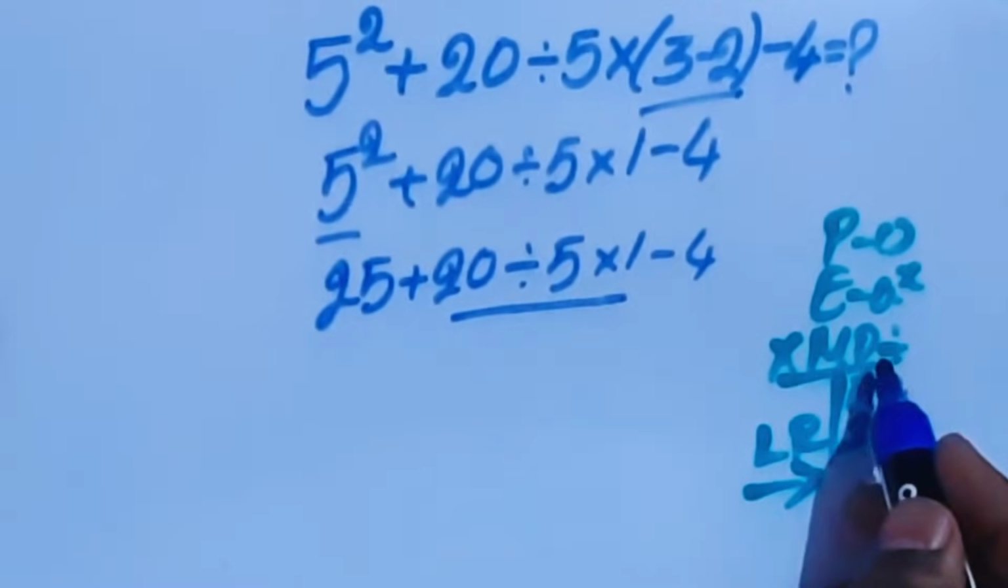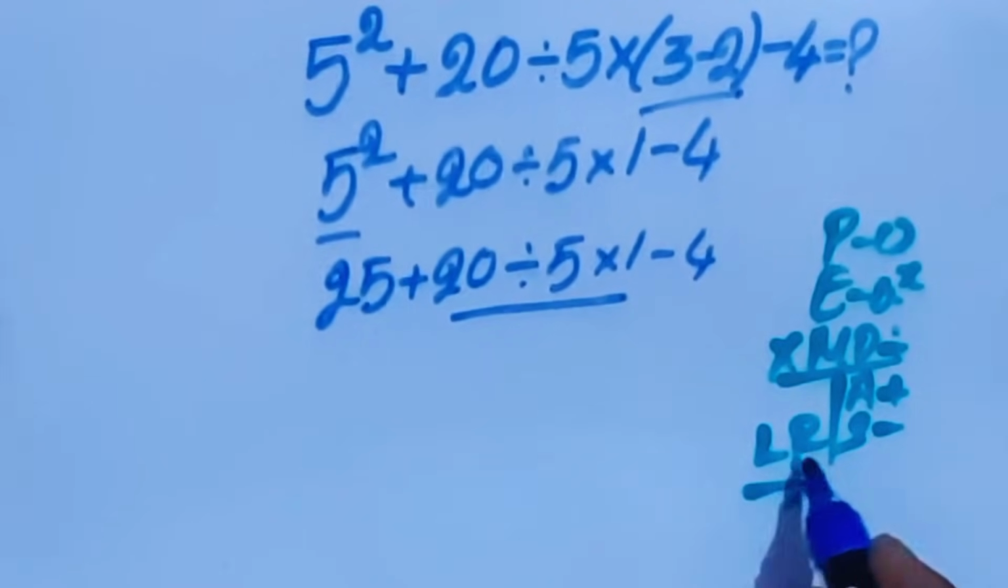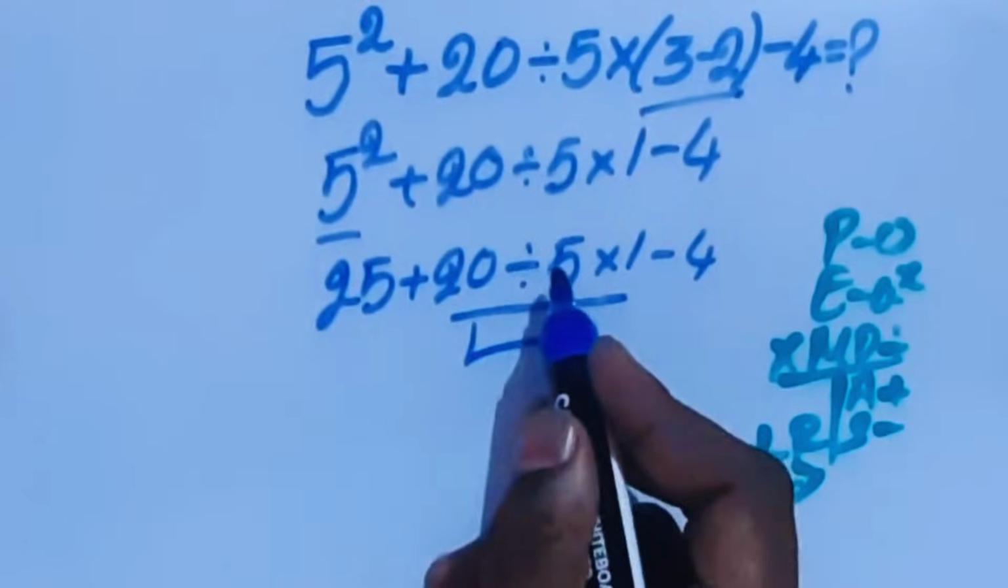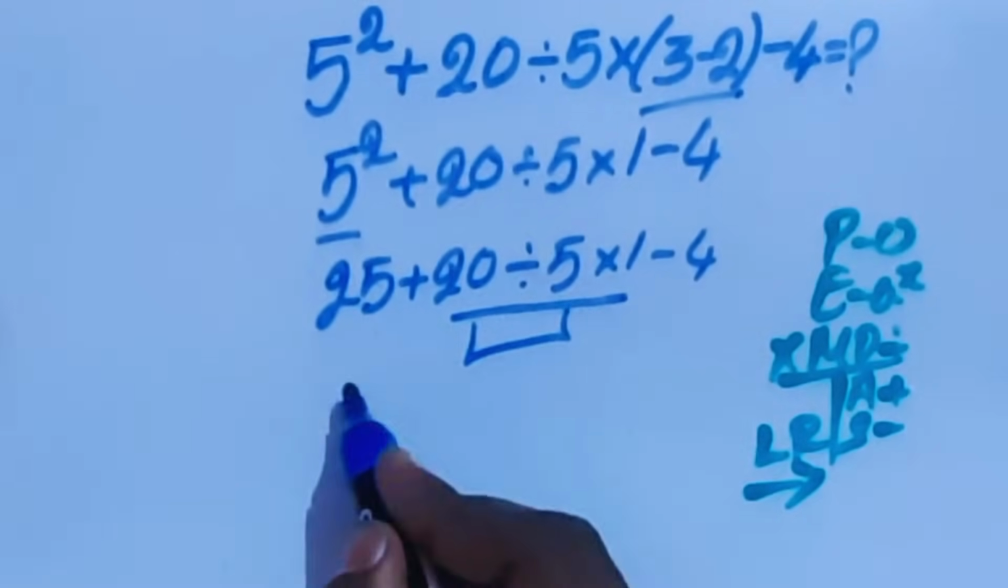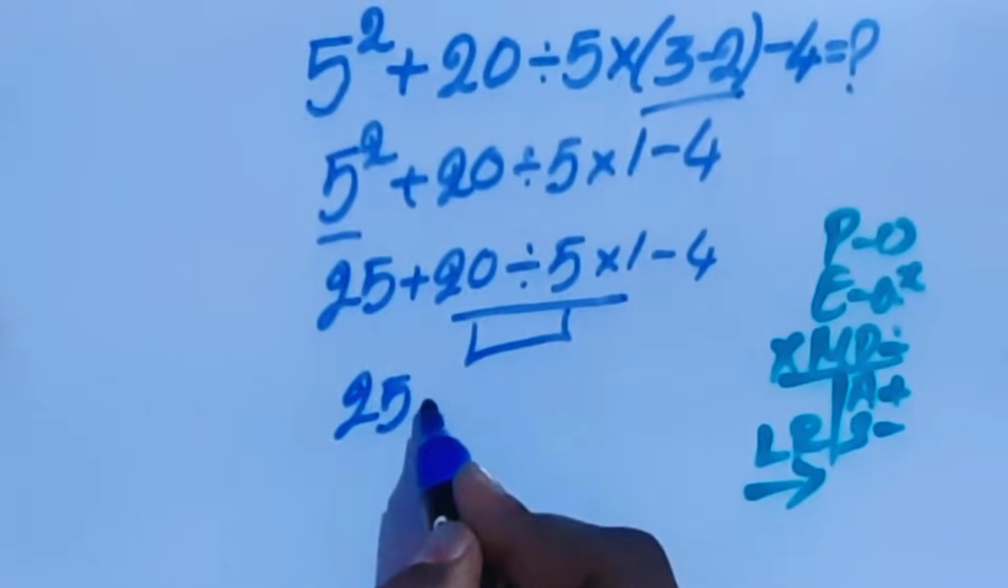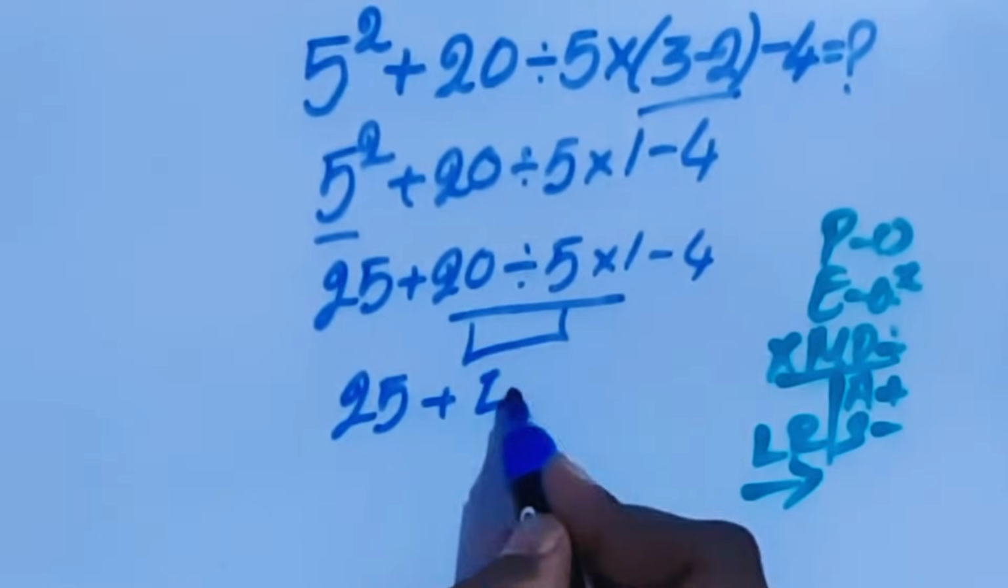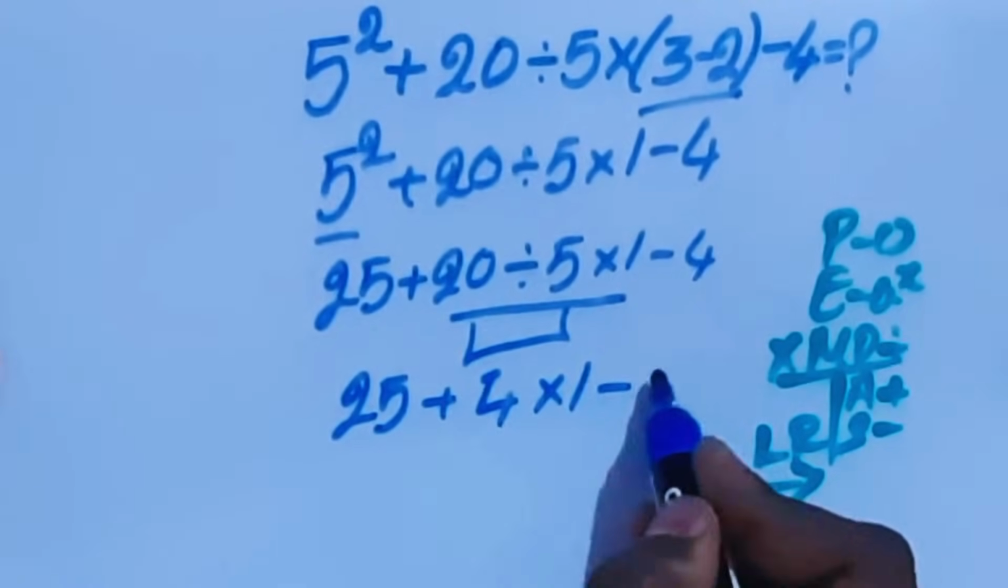Here multiplication and division are equal priority. For this we have introduced this left to right rule. Here left to right is 20 divided by 5. We have to do this 20 divided by 5 before any other operation. So 25 plus this 20 divided by 5 is 4 times 1 minus 4.